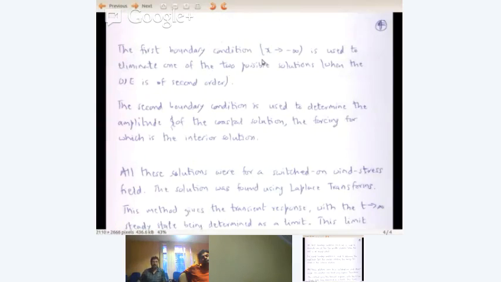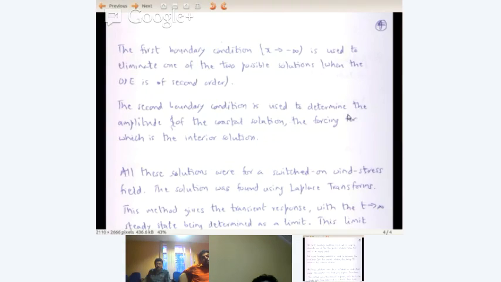In all cases, the first boundary condition, which in this case we looked at eastern boundaries, so x going to minus infinity, is used to eliminate one of the two possible solutions. When the ODE is of second order, you will get two terms, and you get two undetermined constants or functions of the other variables. We were looking at p hat of y comma s in many cases, and the first boundary condition, that's x going to minus infinity, was used to eliminate q hat in all these cases. I mean, q hat was the one specifically chosen to be eliminated.